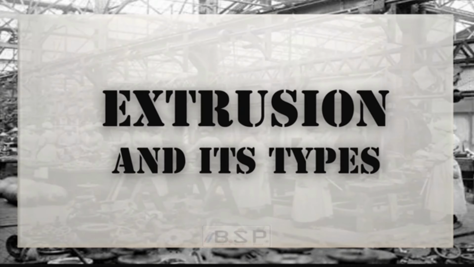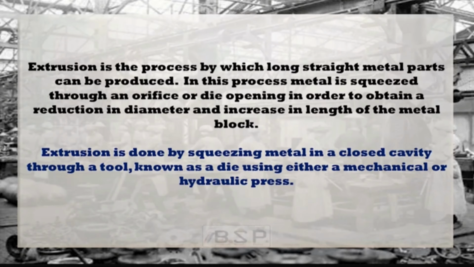Today we will study about extrusion and its types. So first of all, let us study what is extrusion. Extrusion is a process by which long straight metal parts can be produced. In this process, metal is squeezed through an orifice or die opening in order to obtain a reduction in diameter and increase in length of the metal block.